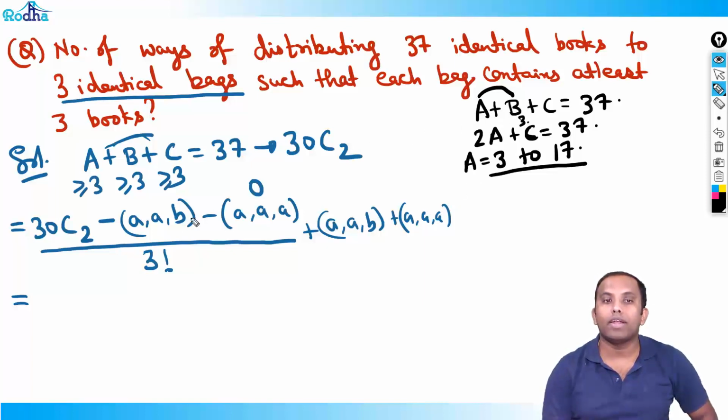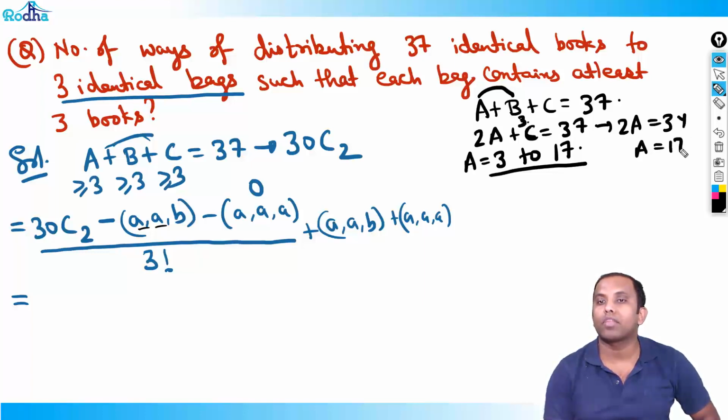Now A equal to B, we are finding the case for AAB. That means if A equal to B, 2A plus C is 37. Now all are at least 3, right? So when C is 3, 2A is equal to 34. Therefore, A equal to 17. That means the maximum value A can take is 17. If A is 17, that case will be 17, 17 and 3, which is 37, right? C has to be minimum 3. So ABC is 17, 17, 3.